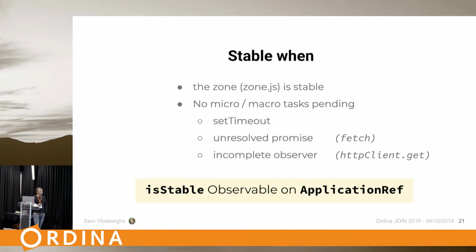And therefore, Angular exposes a property, an observable isStable, on the ApplicationRef, which is a service given by Angular. And when this isStable observable emits a value, we know that our application is stable. So let's keep that in our head. We have an isStable observable on the ApplicationRef.